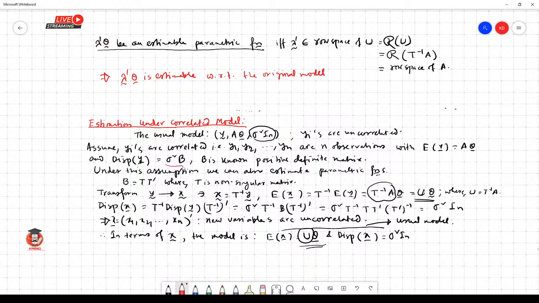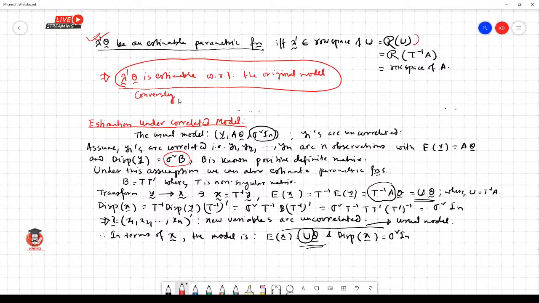That means the dispersion of y curl is sigma square B. Actually, we know this result for the uncorrelated model, and under this transformation the model is reduced to an uncorrelated model, and we see that this parametric function is estimable if and only if lambda curl prime belongs to the row space of U, which is the same as the row space of A. So this means lambda curl prime theta curl is also estimable with respect to the original model. Okay, and the converse is also true.